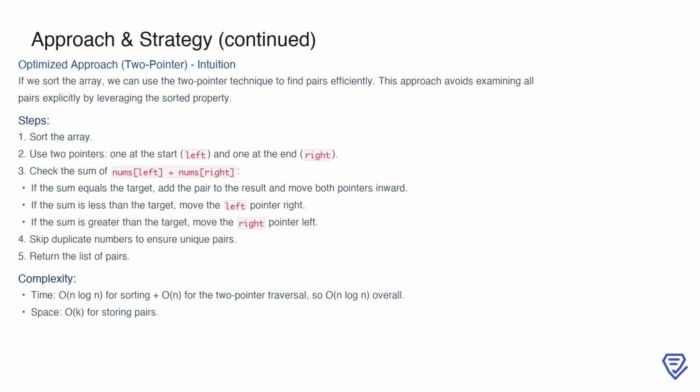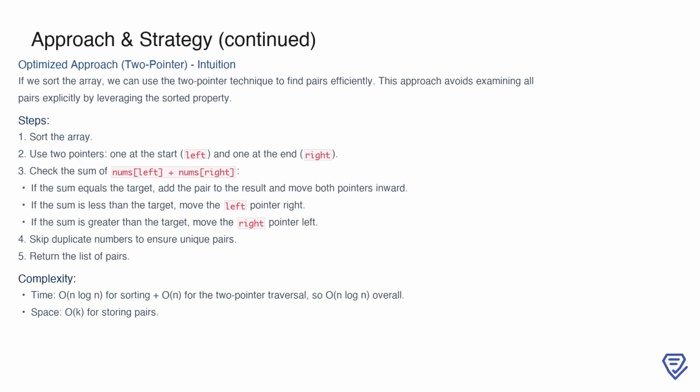If the sum is less than the target, we move the left pointer to the right to increase the sum. Conversely, if the sum is greater, we move the right pointer to the left to decrease it. This method also includes a mechanism to skip over duplicate numbers, ensuring that only unique pairs are added to the result. While this approach is much faster than brute force, with a time complexity of O(n log n).